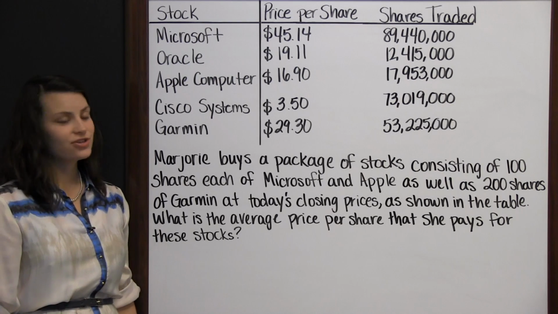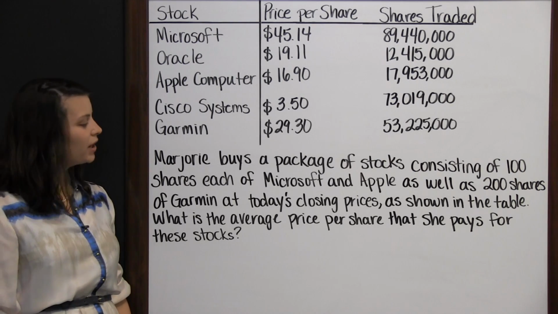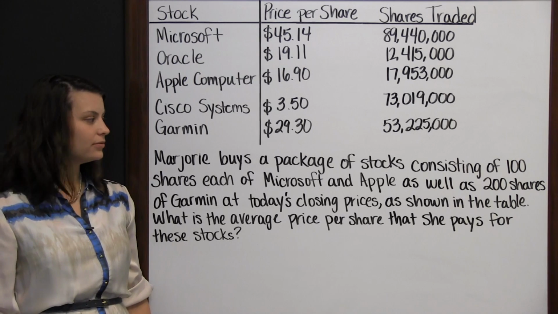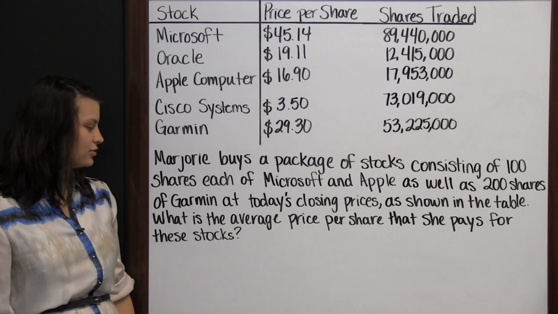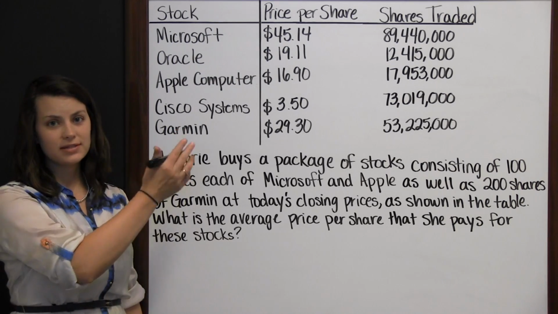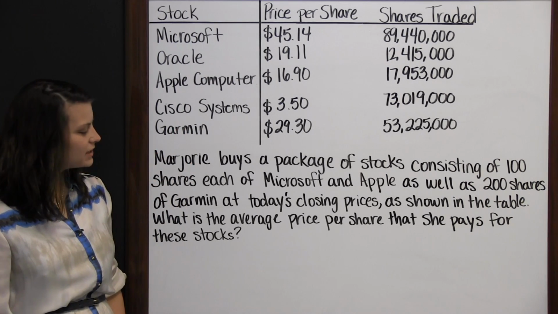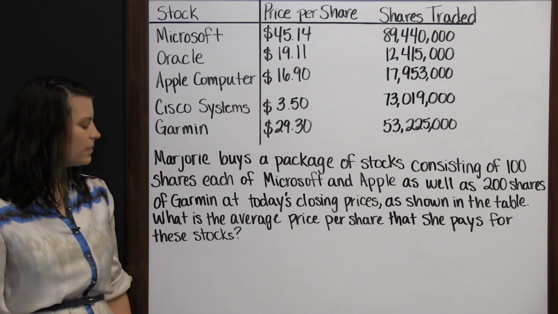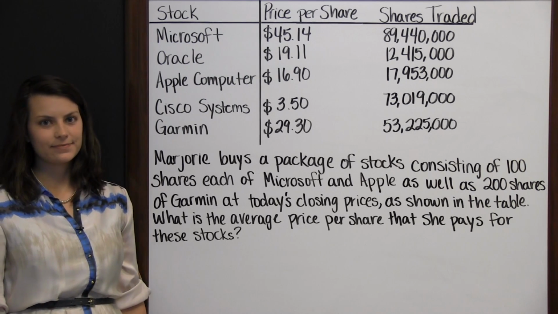Marjorie buys a package of stocks consisting of 100 shares each of Microsoft and Apple, as well as 200 shares of Garmin at today's closing prices as shown in the table. What is the average price per share that she pays for these stocks?